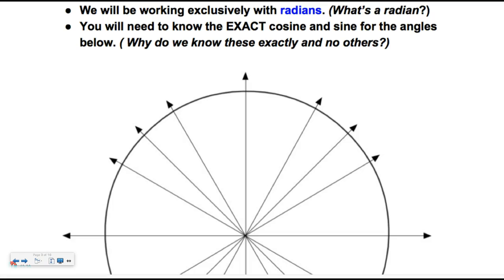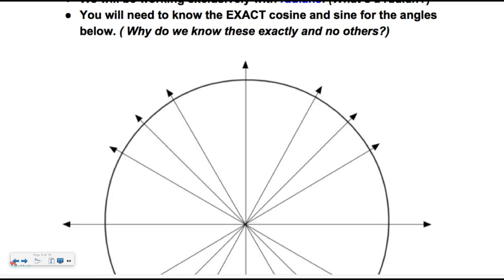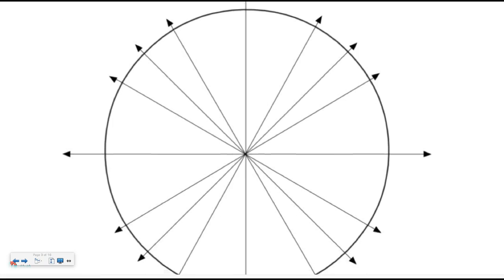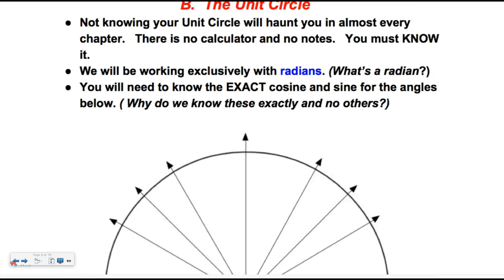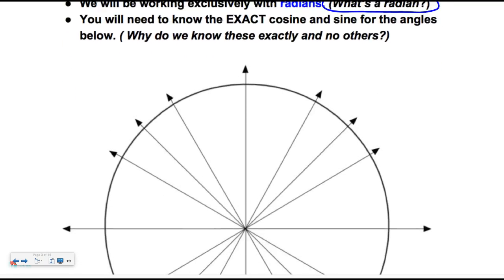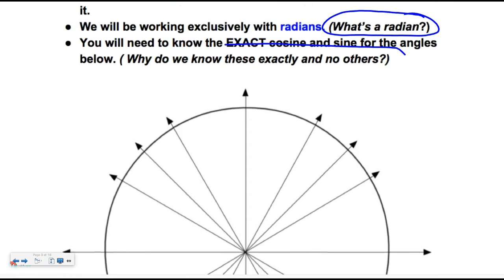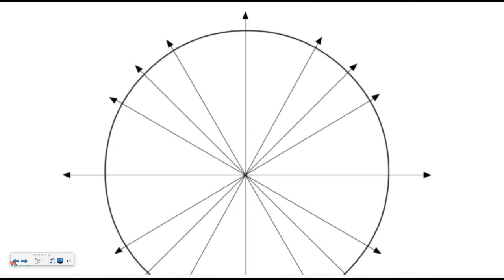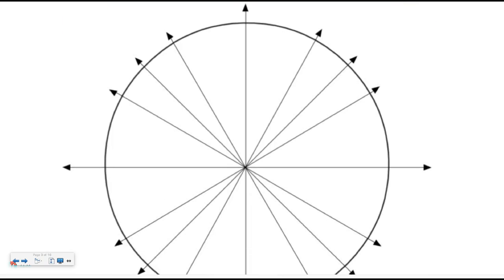You'll need to know the exact cosine and sine for the angles below. All right, and there's a reason why we know these exactly and know others, but I'm lumping two sections together. So I'm going to hope you know what a radian is. I'll discuss it in class, but for this video, if you're absent, I'm going to cut that out. And I would hope that you know that the exact ones come from the fact that they're parts of 45, 45, and 30, 60, 90 right triangle ratios.